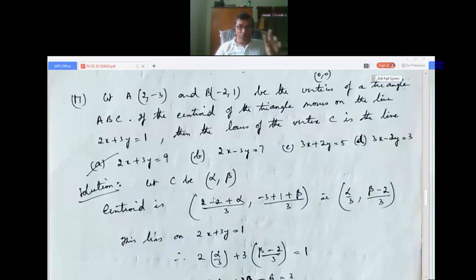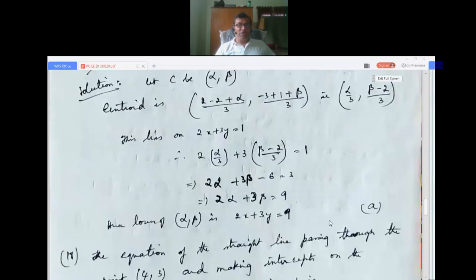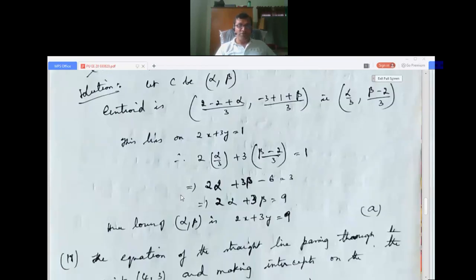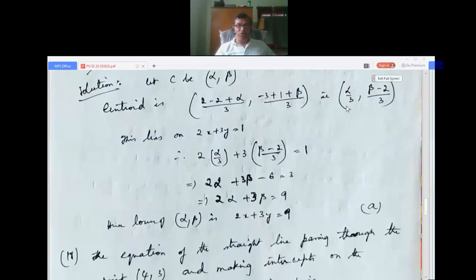The formula for the centroid of a triangle with three vertices is ((x1 plus x2 plus x3) by 3, (y1 plus y2 plus y3) by 3). So (2 minus 2 plus alpha) by 3, (minus 3 plus 1 plus beta) by 3, that is alpha by 3, (beta minus 2) by 3. Now this centroid lies on the line 2x plus 3y equals 1. So wherever x is, you put alpha by 3, and wherever y is, you put (beta minus 2) by 3. Simplifying, we get 2 alpha plus 3 beta minus 6 equals 3, that is 2 alpha plus 3 beta equals 9. Hence the locus of (alpha, beta) is 2x plus 3y equals 9. That is the first option.